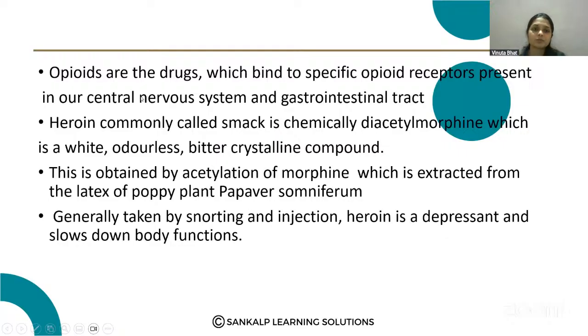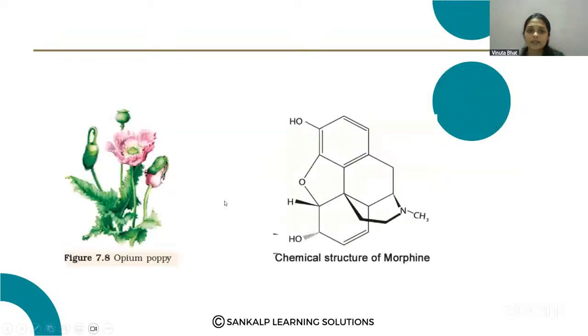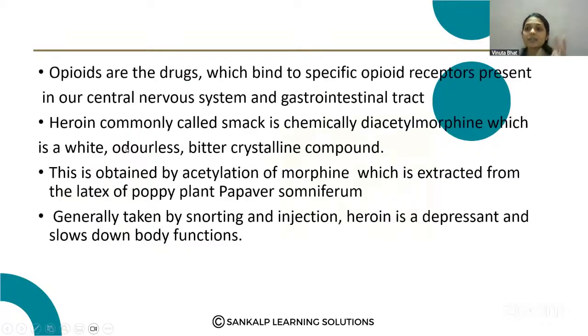Here, the opioids are the drugs which bind the specific opioid receptors present in our central nervous system and gastrointestinal tract. Opioids are obtained from the opium poppy plant. So you can see the opium poppy plants. These opioid receptors are present in our central nervous system and gastrointestinal tract.